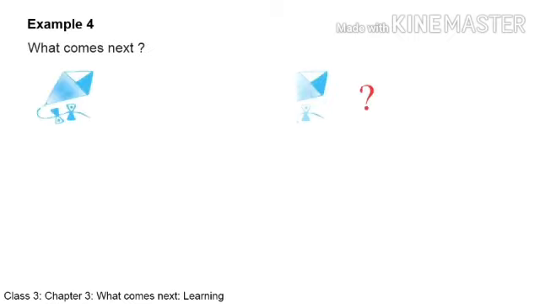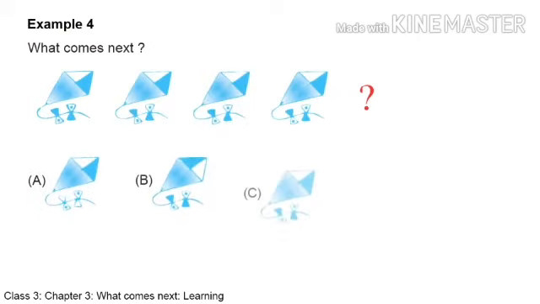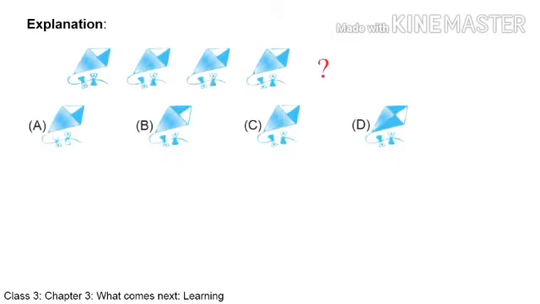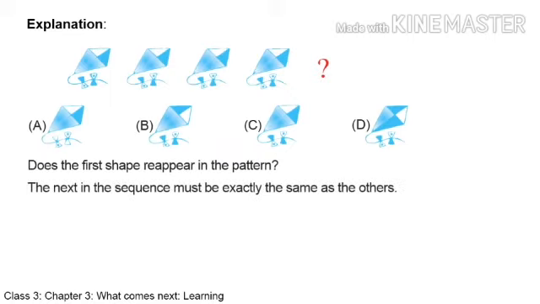Look at the next example and find out which option comes next in the series. Is it option A, B, C, or D? Look at the series carefully. Does the first shape reappear in the pattern? The next in the sequence must be exactly the same as the others. So, the answer is option C.